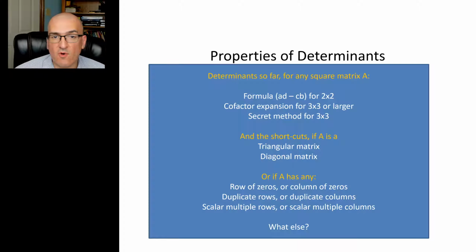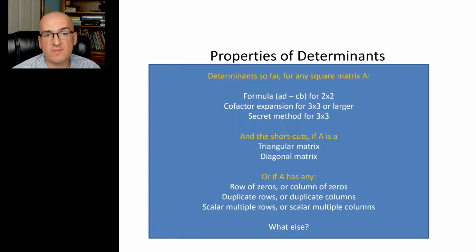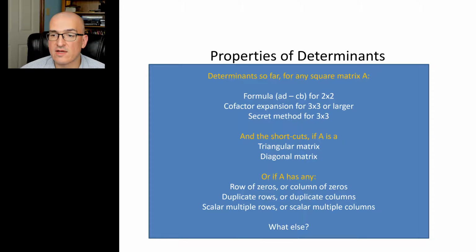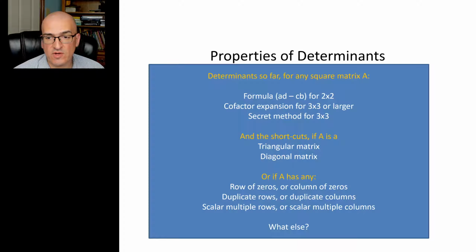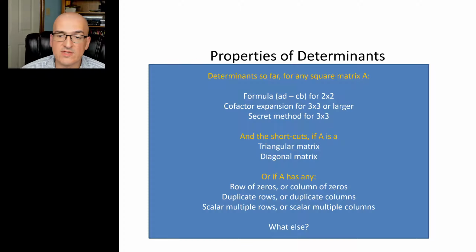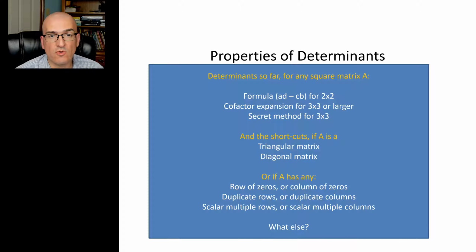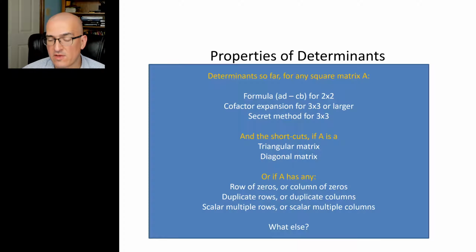We saw that the formal definition of a determinant is given by this cofactor expansion. For anything larger than a 3 by 3, this is the only method we have right now. For a 3 by 3, we have something called the secret method, which is in the videos and in the notes. Beyond that, we have shortcuts for only special types of matrices. So if A is triangular or diagonal, we have a nice shortcut for calculating the determinant. Or if A has a row of zeros, a column of zeros, a duplicate row, a duplicate column, or if any 2 rows or any 2 columns are scalar multiples of each other, then that tells us that the determinant is 0.